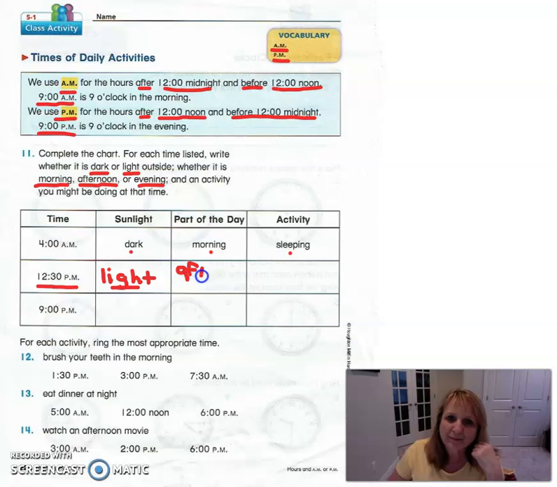I'm trying to write with a mouse, so my writing kind of looks pretty bad right now. It kind of looks like a kindergartner. Sorry about that.